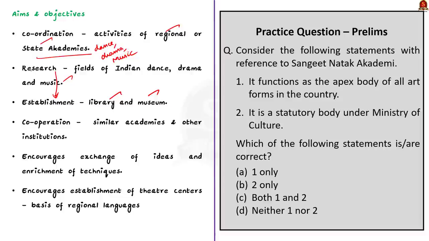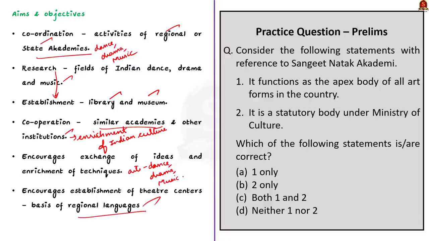Now coming to the third objective, the Sangeet Natak Akademi cooperates with such similar academies and other institutions and associations for the furtherance of its objectives and for the enrichment of Indian culture as a whole. Fourthly, the academy encourages the exchange of ideas and enrichment of techniques between the different regions in regard to arts of dance, drama and music. And finally, the Sangeet Natak Akademi encourages the establishment of theatre centres on the basis of regional languages. And the academy also promotes cooperation among different theatre centres. This is all about the objectives of Sangeet Natak Akademi.